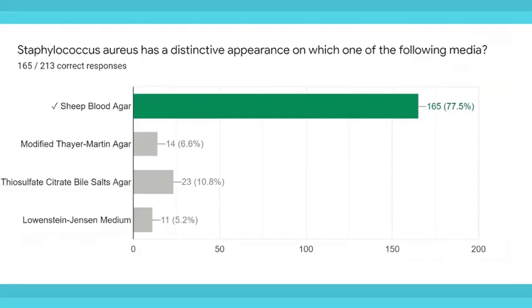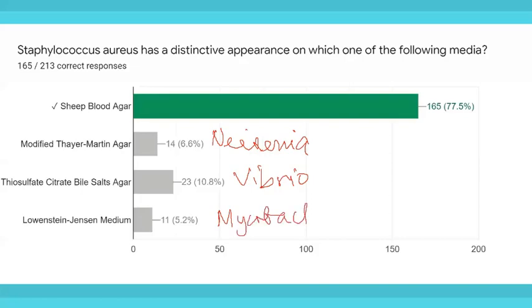Modified Thayer Martin is for Neisseria species. TCBS or thiosulfate citrate bile salt agar is for Vibrio. And Lowenstein-Jensen is for Mycobacterium. So let's just write that down. Okay, so we need to review our culture media because there are a lot of questions about this culture media.